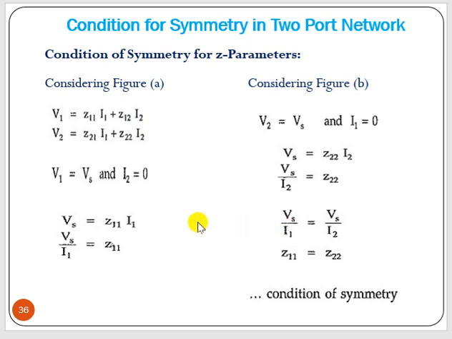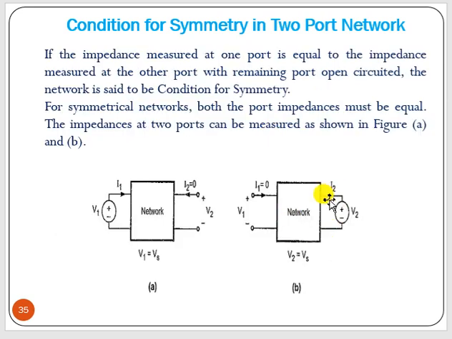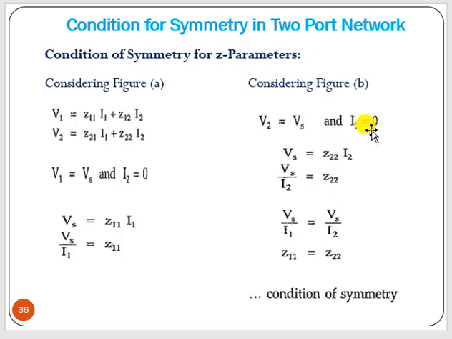So okay, for the Z parameter, V1 equal to Vs, I2 equal to 0. Okay. So if we put it into the first expression, then I2 is 0. So we get Vs by I1 as Z11. And if we put V2 equal to Vs from the second picture and I1 equal to 0, then we will get Vs equal to Z22 into I2. So Vs by I2 is equal to Z22.